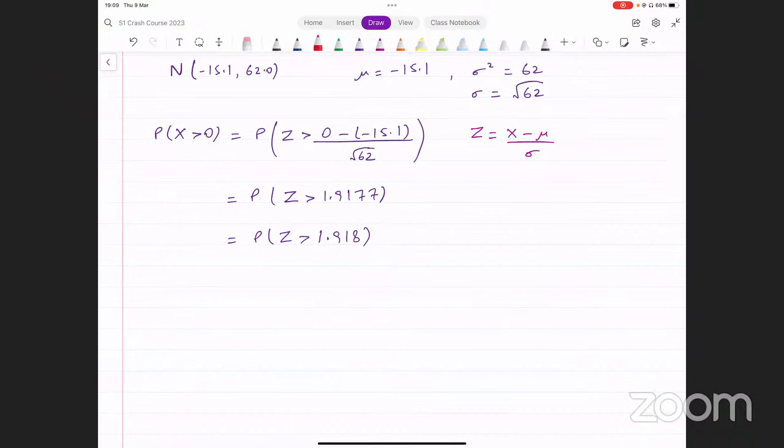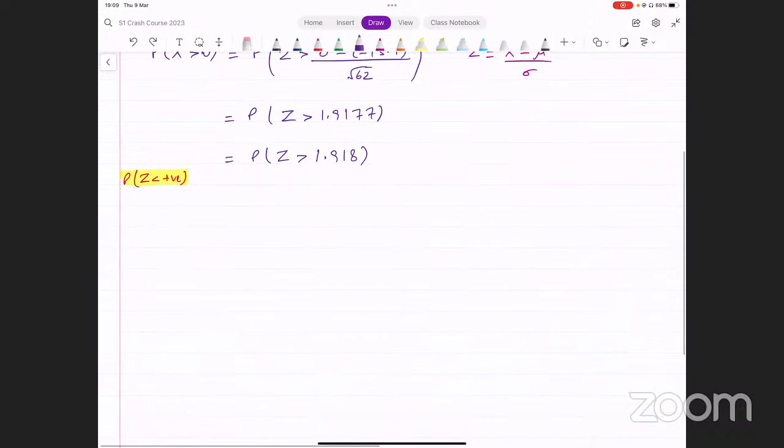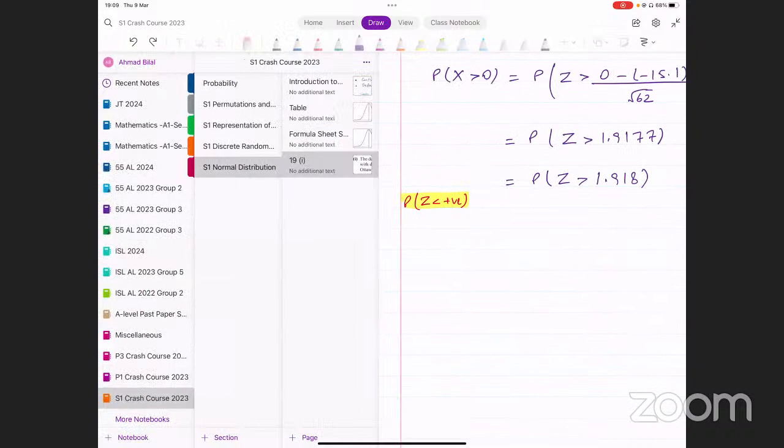Now remember what form we need for the table. You need the probability to be in this form: probability of z less than a positive number. If it's not in this form, you have to convert it to this form first of all. Now, this is not the standard form. We have a positive value of z. However, we have a greater than sign here. We want the less than sign for the table. Now, we could think of the curve.